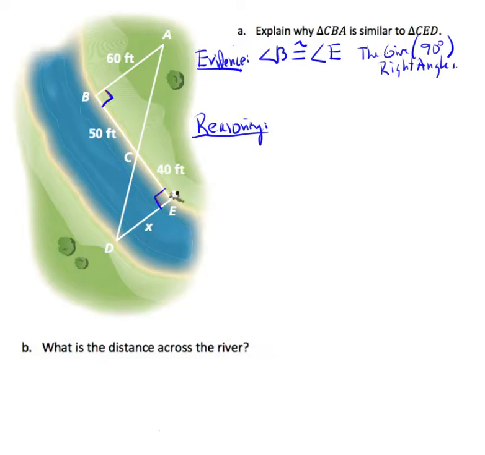So we've got one angle of our triangles that are congruent. Now we need the other ones. And I look here and I see two crossing lines. So I'm thinking to myself, oh, this angle and this angle are vertical. So I'm going to write my vocabulary word, vertical angles.